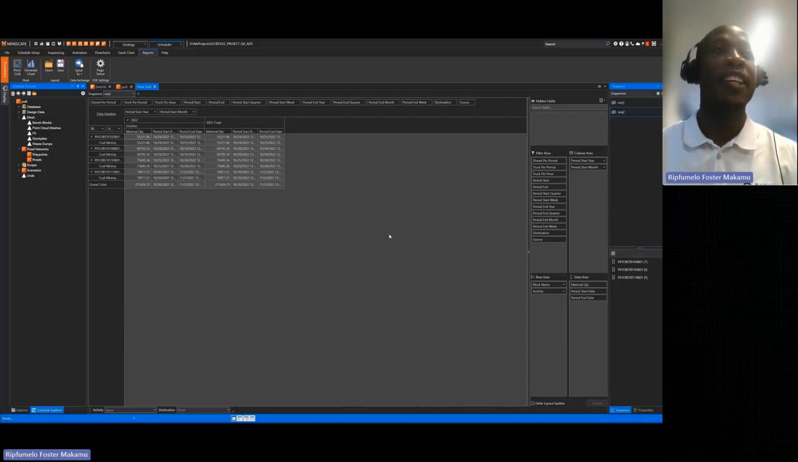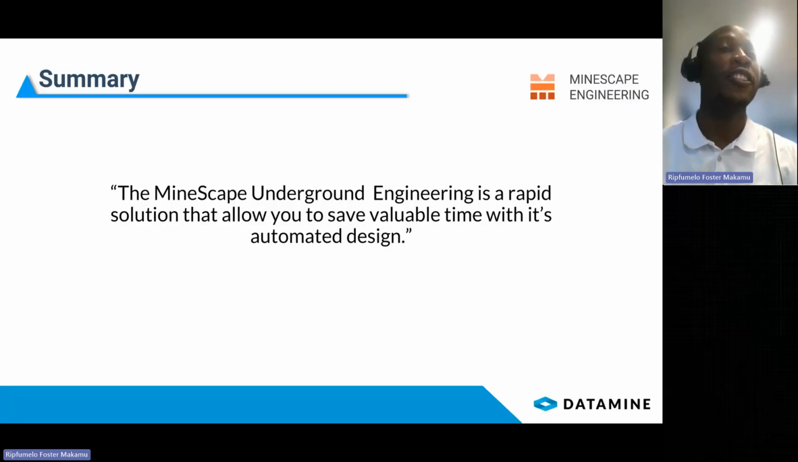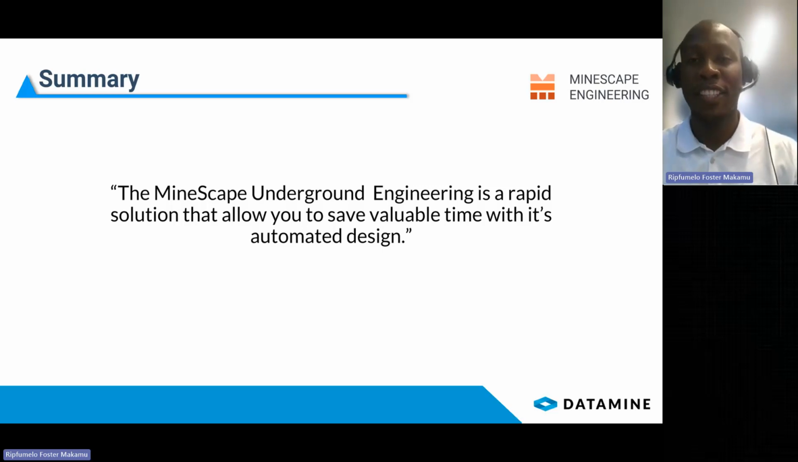And then from everything that we have covered, I'm just going to go to the summary. MineScape Underground Engineering is a rapid solution that allows you to save valuable time with its automated design. And so it gives you that flexibility. You save time, you generate your design quickly, and it's all about saving time. No need to go into the CAD processing and generating small polygons that represent pillars. You do it in the software, you can save all your forms. Everything is recorded.